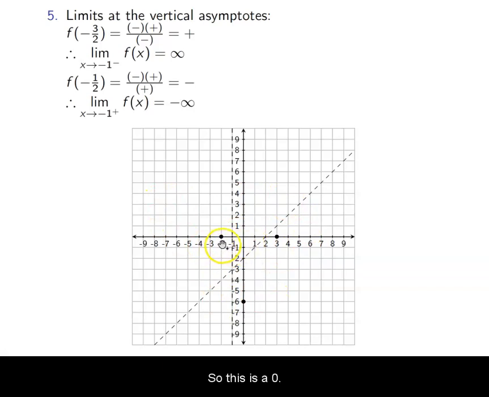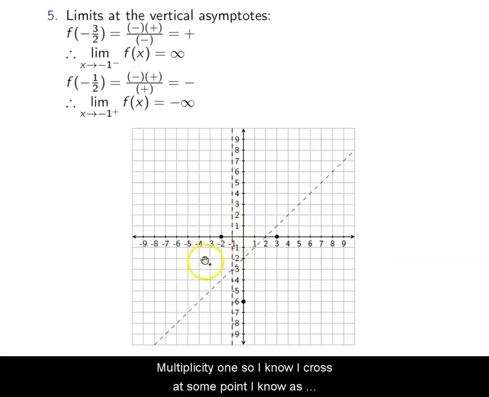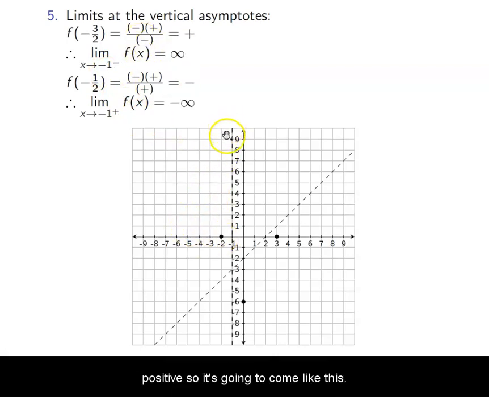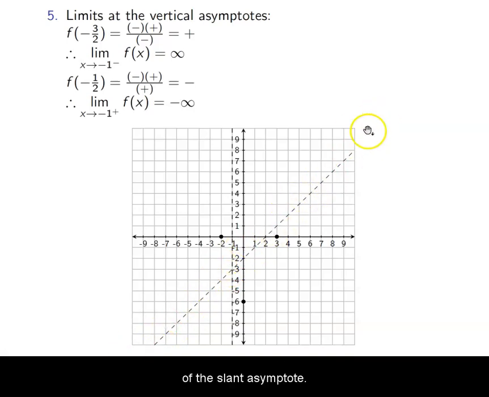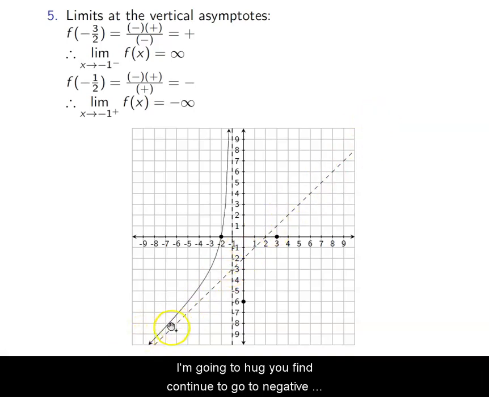Okay. So this is a 0, multiplicity 1. So I know I cross at some point. I know as I get close to negative infinity from this side, I'm going to be positive. So it's going to come like this. And I know my end result is that I keep going negative. So I'm going to start to hug this line. Again, my end behavior follows the behavior of the slant asymptote. So I'm going to hug this line. I'm going to continue to go to negative infinity as my x's go towards negative infinity.